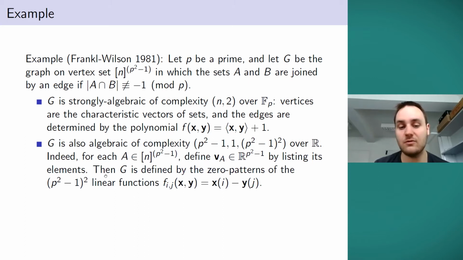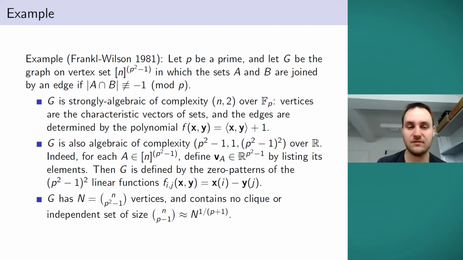So if we write down these (p² - 1)² linear functions, then the number of zeros will be the size of the intersection of the corresponding sets. So in order to reconstruct edges, we just need to count how many zeros we see, and if the number of zeros is not congruent to -1, then we put an edge, and otherwise we don't put an edge. Okay, so I hope this is clear.